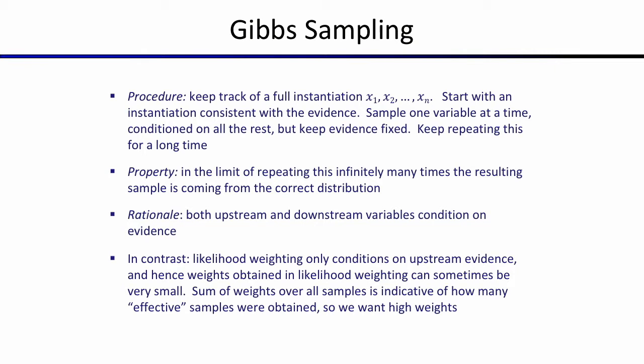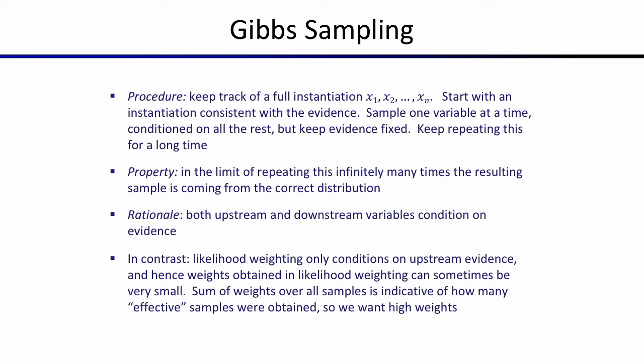So what is the rationale? That both upstream and downstream variables are conditional on evidence. And that is an interesting point because we didn't have that with likelihood sampling. But now, because we're going to work with those complete instantiations, with some variables instantiated to the evidence, and we're going to change the values of the variables one by one, we have now the possibility of changing one variable, like a root variable in the Bayesian network, based on other variables that are instantiated. So we will have this upstream influence of the evidence going up in the Bayesian network.